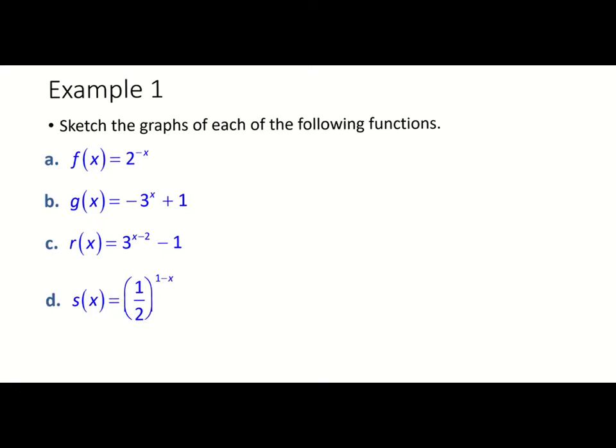Okay, so here they want us to sketch the graphs of the following functions. You can graph them on your calculator. Really what I want to talk about is, again, the transformation of the graph, looking at the signs to it. What did they do? What happened to the graph? So here we have f of x equals 2 to the negative x power. So it's like 2 to the x power, but instead of x, now we have that negative x there.